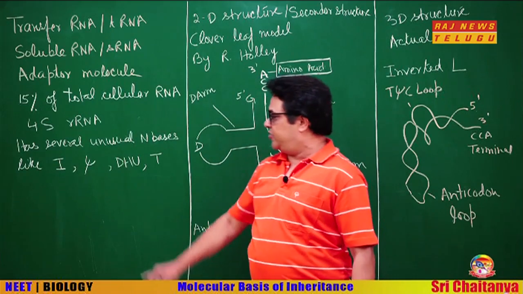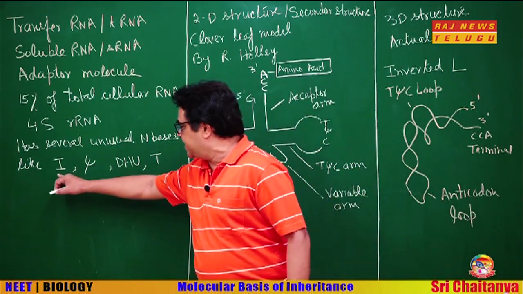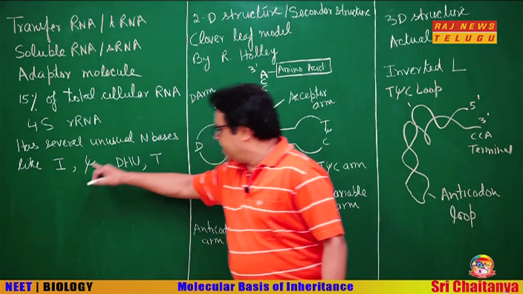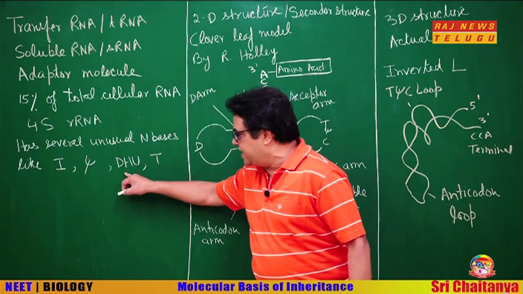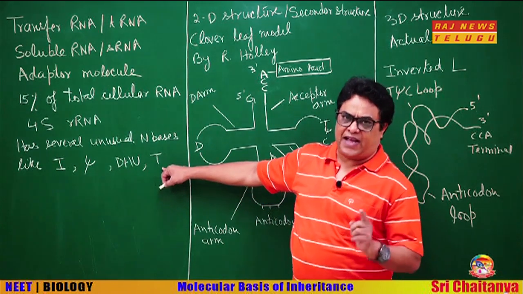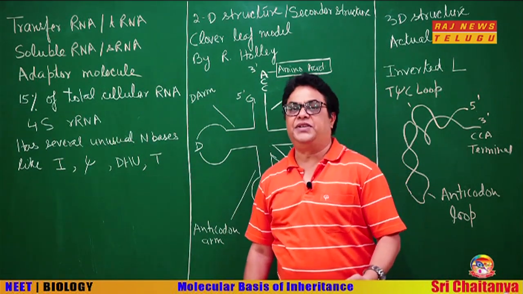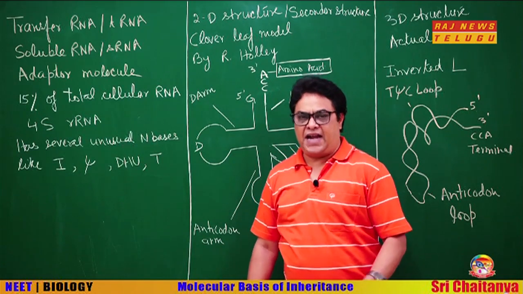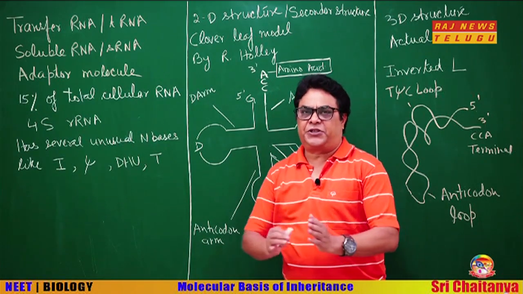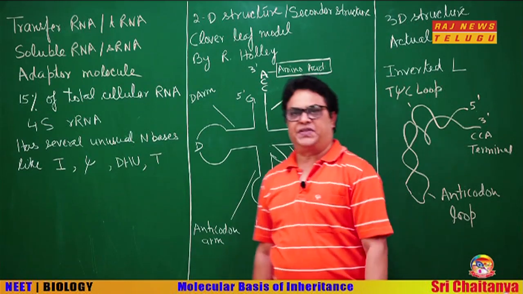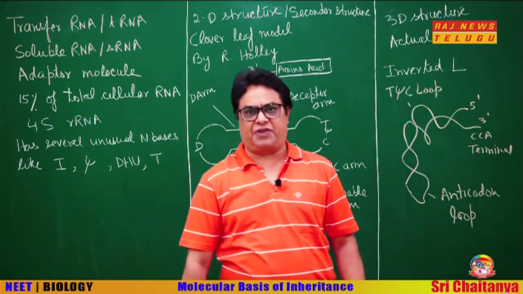Okay? And an interesting feature of this RNA is that it has certain unusual nitrogenous bases which are not found in other RNA. So these unusual nitrogenous bases are inosine, pseudouridine, dihydroxyuridine, and even the presence of thymine in RNA is also unusual. Okay, so it has certain unusual nitrogenous bases, and certain portions of it show base pairing also, double stranded base pairing. Now let us see its structure.